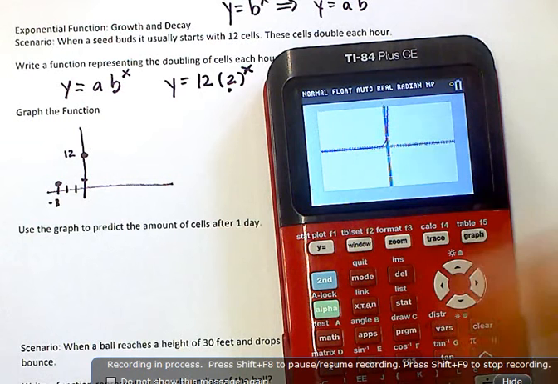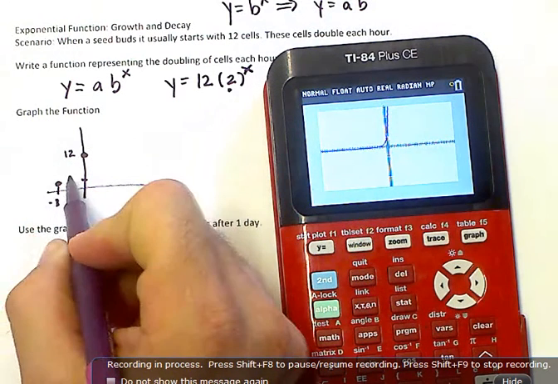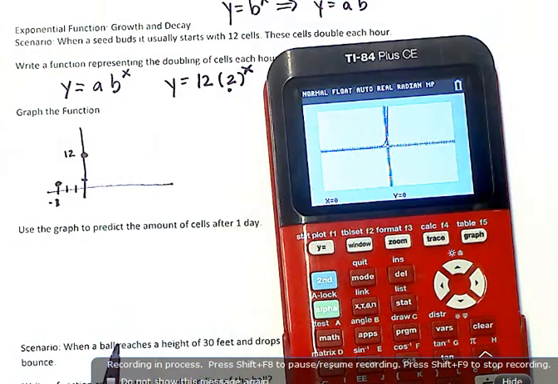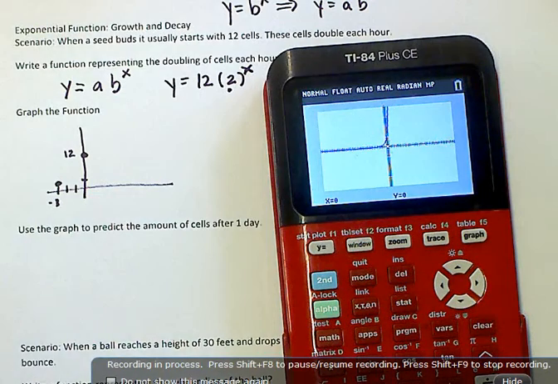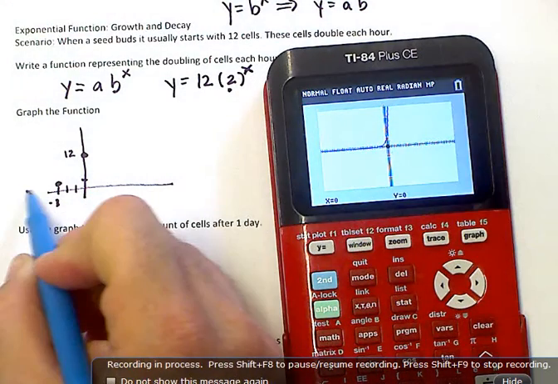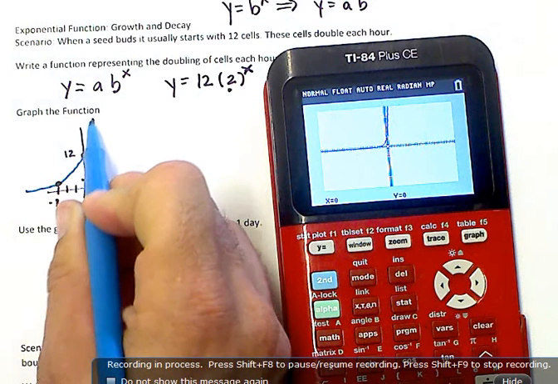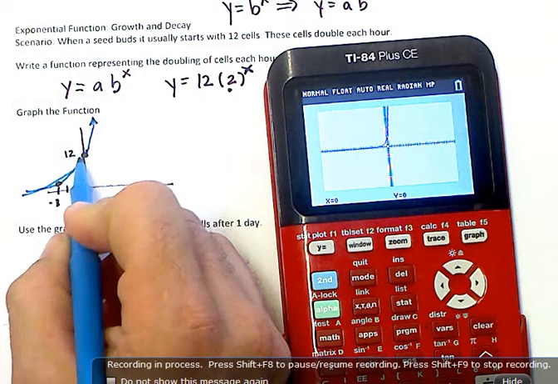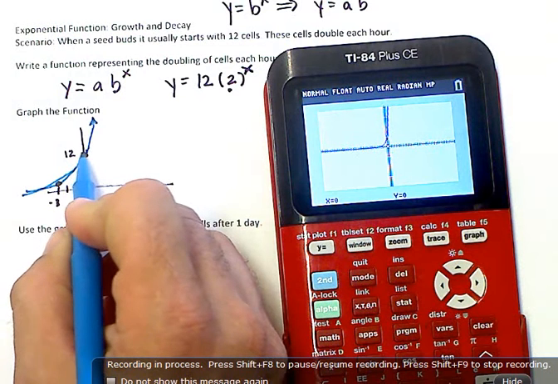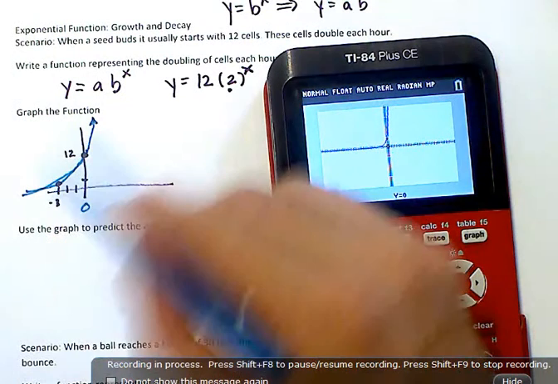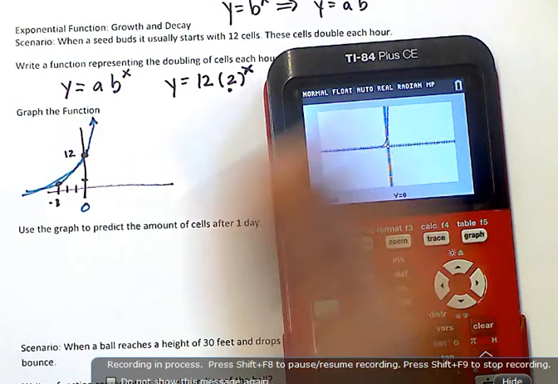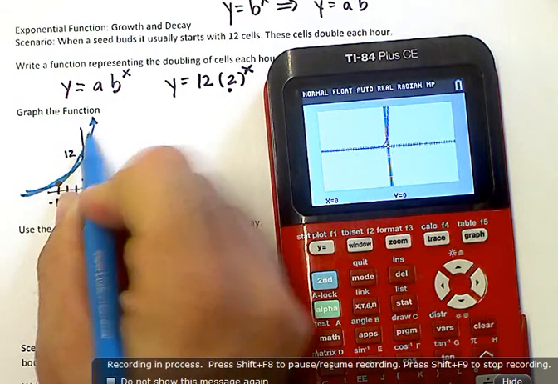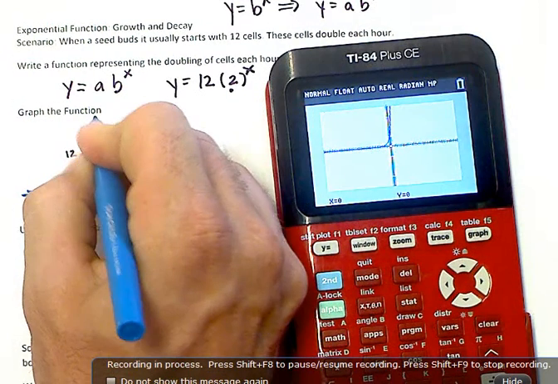And when we're graphing the function, I'm just basically looking for a sketch of some sort. You have the graph on your calculator, and we're seeing, okay, it's starting at 0 time, it's starting at 12 cells, or when the seed buds start at 12 cells. And you can see this graph here that's kind of going up. It's increasing at an increasing rate here. Okay, you can see this graph going up here.